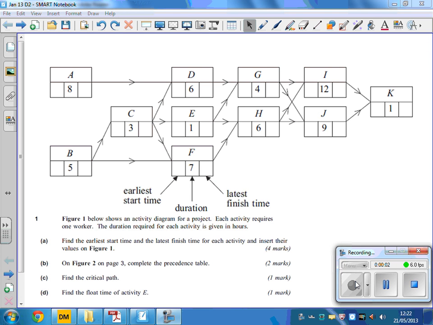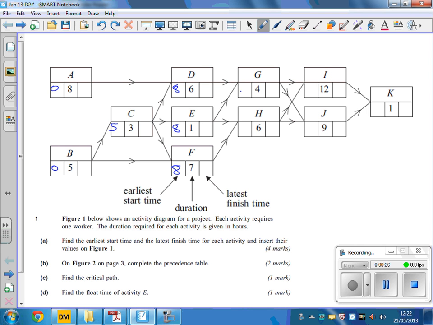This is January 2013 D2. Nice paper with some different sorts of questions in it. It starts just with our normal critical path analysis one, so we'll start putting our zeros in here, and 0 and 5 is 5, 5 and 3 is 8, 5 and 3 is 8. This one here, 5 and 3, or just that's 8 there as well. They're all starting at 8 now.